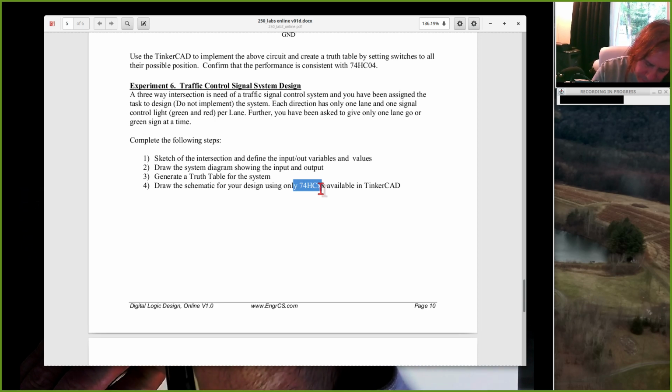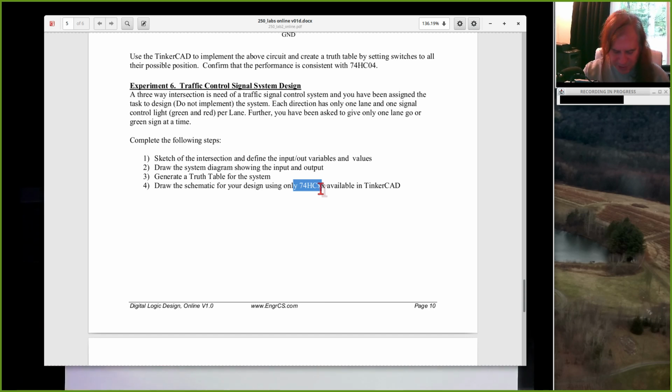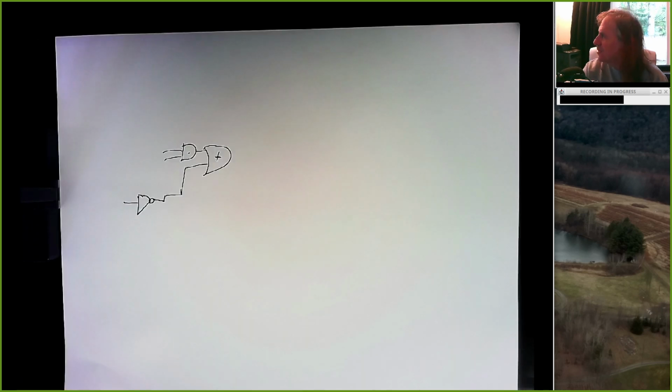Pages up. Sorry? We can't see because the pages up. Oh, yeah. Thank you, again.